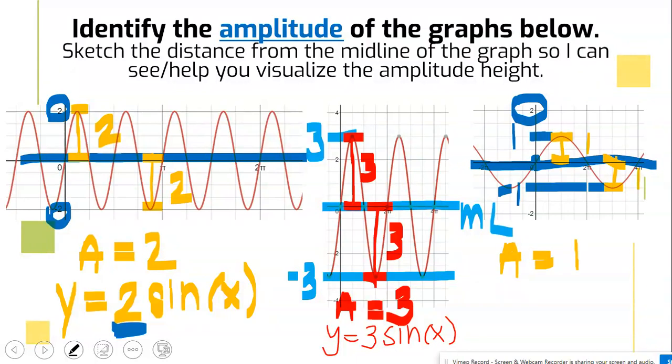This is actually normally what our sine graph looks like. So we might say that our function is just y is equal to 1 times sine of x, or just sine of x. Don't necessarily have to have the 1 there.